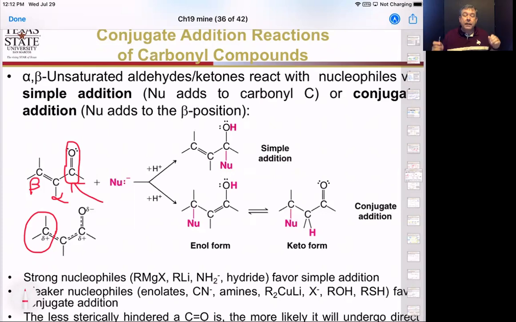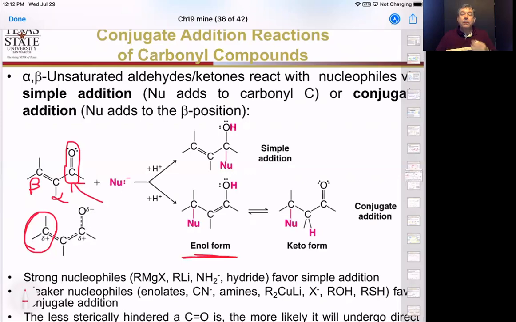If you have a very strong nucleophile, it's going to favor just attacking the carbonyl and doing that simple addition we learned in our aldehydes and ketone chapter, okay? Because that is the more electropositive carbon. However, if you have weaker nucleophiles that can wait around to go for that weaker, partially positive carbon site on the beta carbon here, then you can actually get addition on that beta carbon, which will give you an enol form right here.